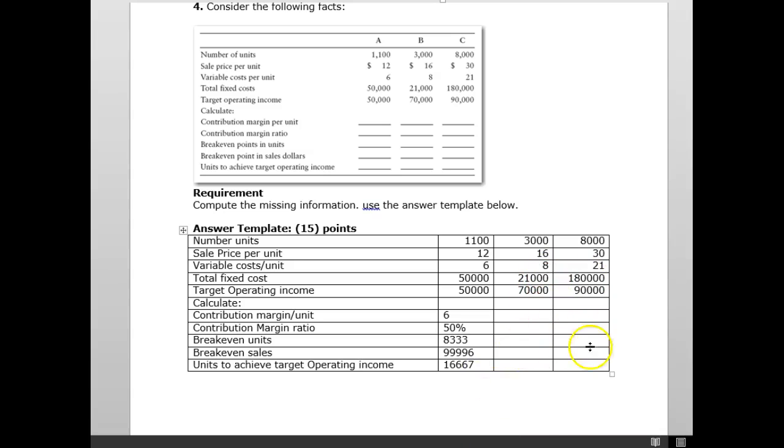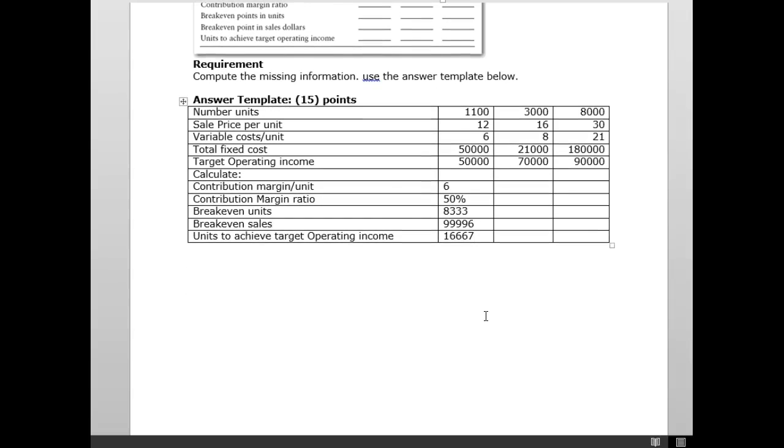You're going to do that with all of them. And it's really good practice. If you can learn this, you're ready to go as far as being with the CVPs, because everything plays off of this.